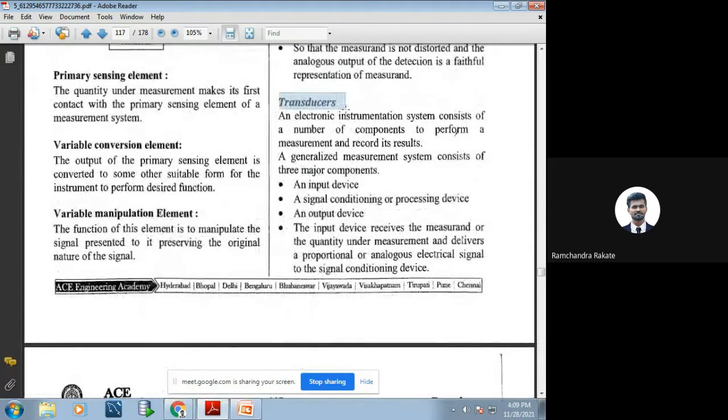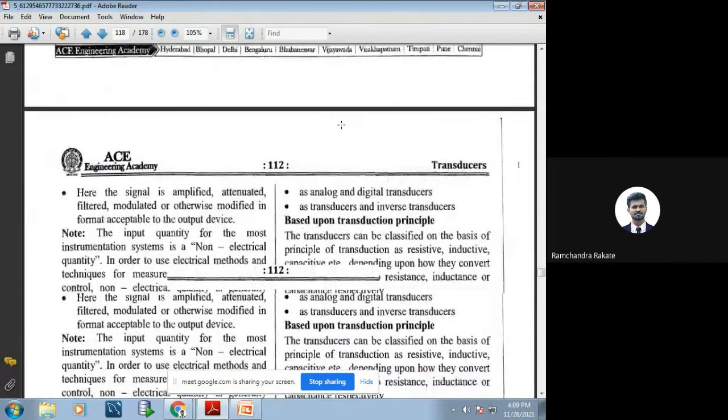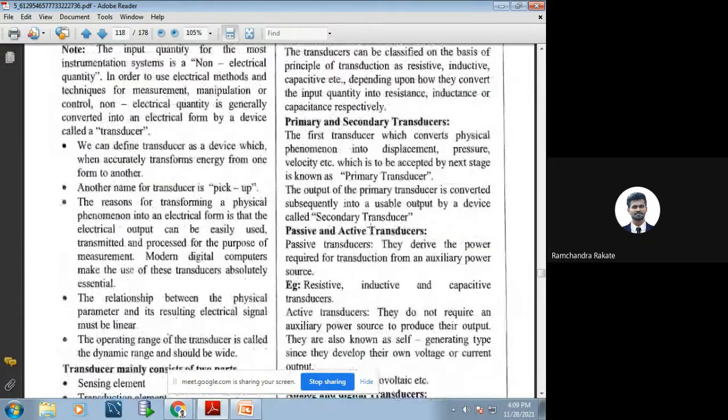Now, let us discuss the transducer: primary transducer and secondary transducer. The first transducer, which converts the physical quantity into displacement, pressure or velocity, to be accepted by the next stage, is known as the primary transducer. The output of such a primary transducer is converted subsequently into a usable output by a device which is called the secondary transducer. So there are two types, primary as well as secondary transducer.